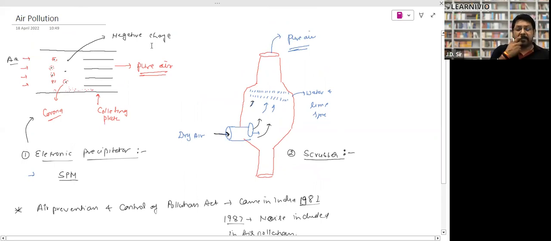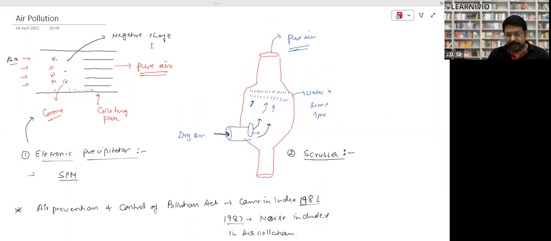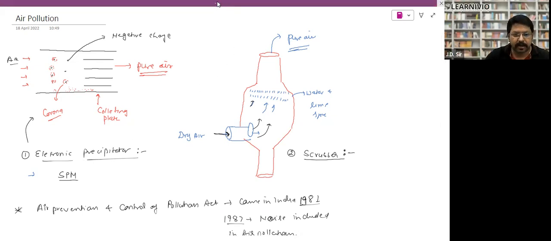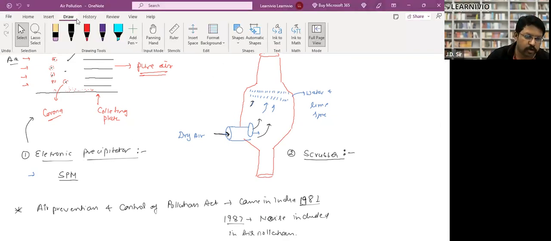Now, there are two kinds of equipment given in NCERT that reduce air pollution. In air pollution, this equipment is called the electrostatic precipitator. Suppose there is dust or some carbon particles in the air. These carbon particles are removed.